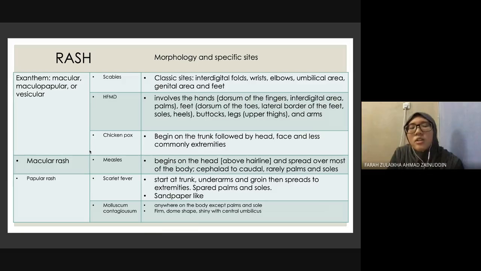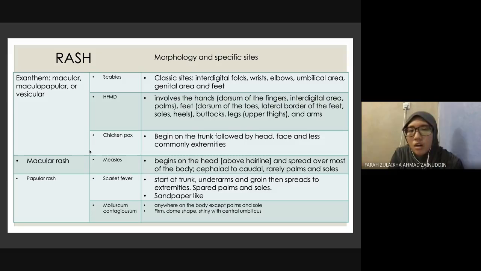Next is the rash. As I mentioned, there are some diseases that have multiple types of rash at the same time. For example, scabies, HFMD, and chickenpox can have maculopapular as well as vesicular rash. In this condition, we need to look at the classical sites. For example, in scabies, think of classical sites such as interdigital folds, wrist, elbow, umbilical area, genital area, as well as feet. For HFMD, by the name per se, hand, foot, and mouth disease, we need to look at the hands, the feet, as well as buttocks and legs.